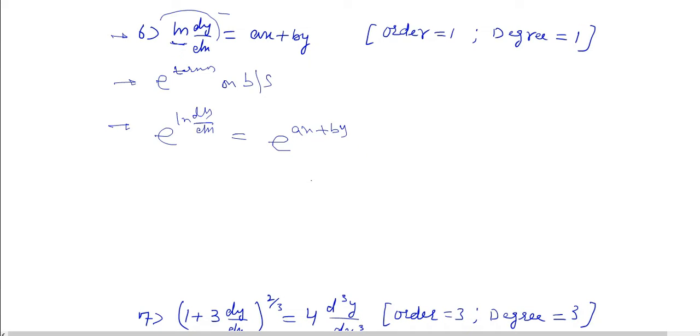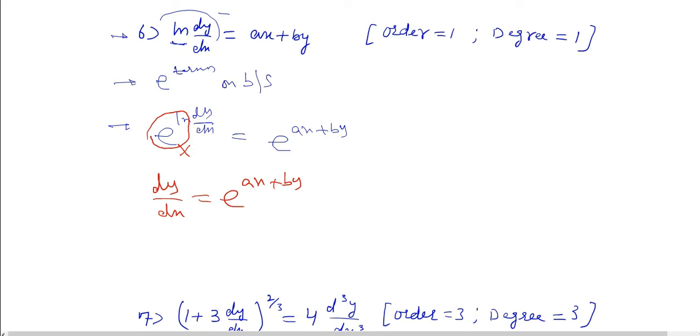Now why did I do that? Because I know that when you see e and ln together, they cancel each other out, right? So what we are left with is dy by dx equal to e to the power ax plus by.